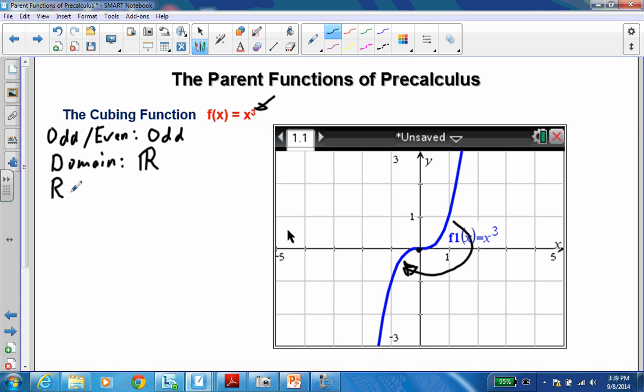Okay, range is what? Okay, and what is going to be our vertical asymptote? We have none. What is going to be our horizontal asymptote? None. Do we have boundedness? No, we don't, because range is negative infinity to positive infinity, so we have none.